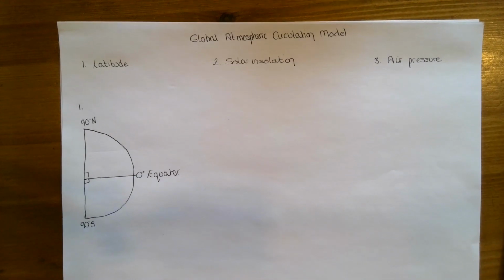Now, we might have heard of other lines of latitude. Think back to last year when you did some work on deserts and tropical rainforests, you might have heard your teacher mention the Tropic of Cancer and Capricorn. These are found at 23.5 degrees north for the Tropic of Cancer and 23.5 degrees south for the Tropic of Capricorn. So let's have a look and see if we can plot those on.